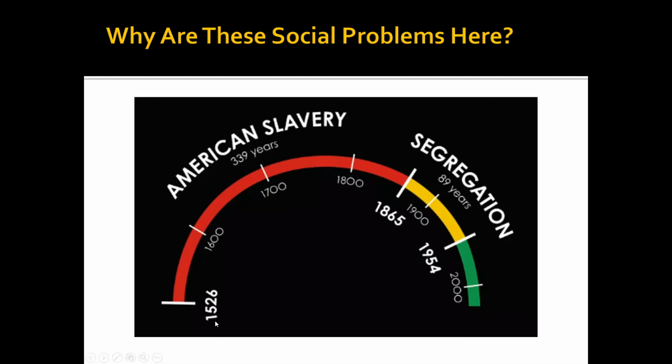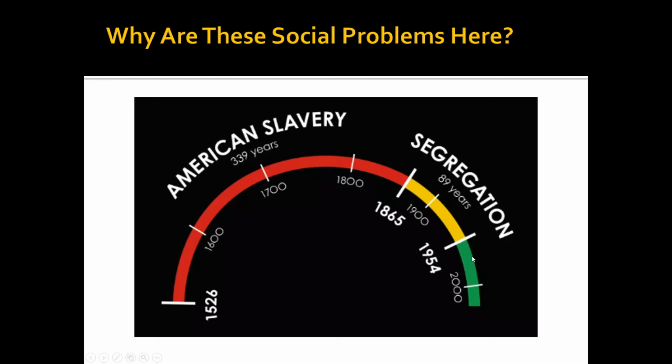This is when slavery first occurred in the United States, 1526. Slavery was legal from then all the way up until 1865 with the Emancipation Proclamation and the end of the Civil War. Then there was a legal period of segregation for 89 years. It was only in 1954 that segregation based on race and ethnicity was outlawed in the United States.